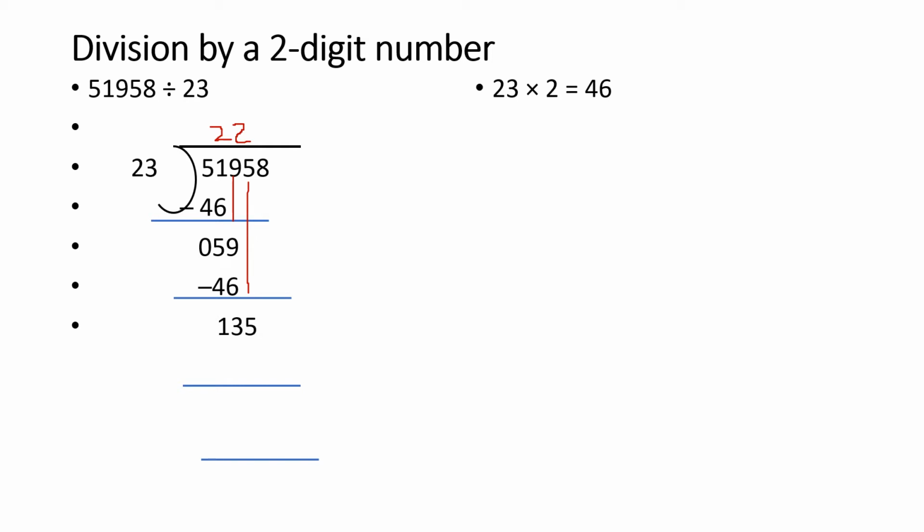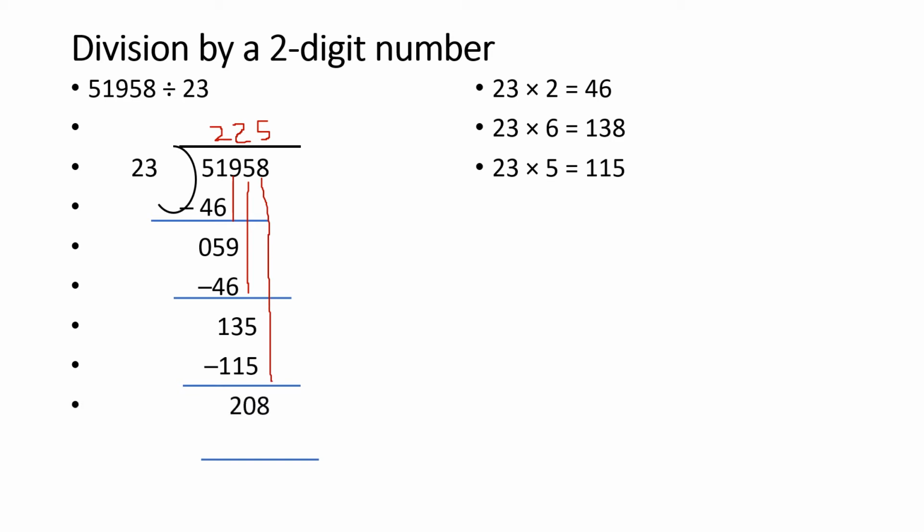Again ask the question: how many 20s can be fit in 135? 20 sixes are equal to 120, 20 sevens are equal to 140, and 140 is greater than 135. It means 6. Let us find out what 23 sixes are. 23 sixes are 138, which is greater than 135. It means we have to consider 23 fives, which is 115. So we will write 5 here and 115 here, and we will subtract it as well as write down this number 8 here, and our new number is 208.